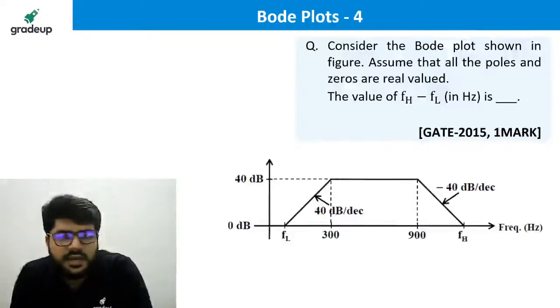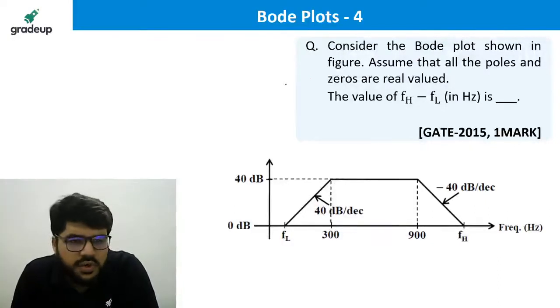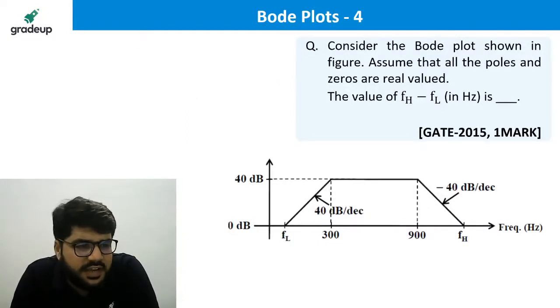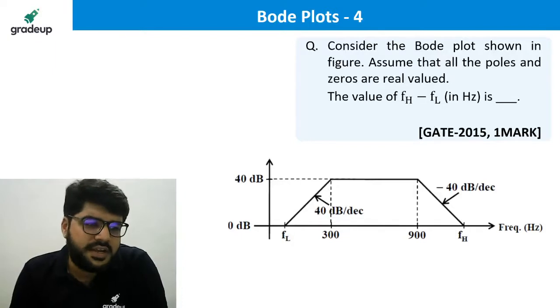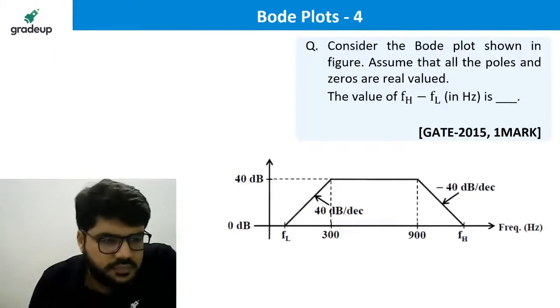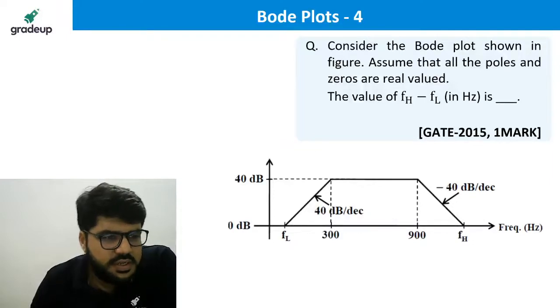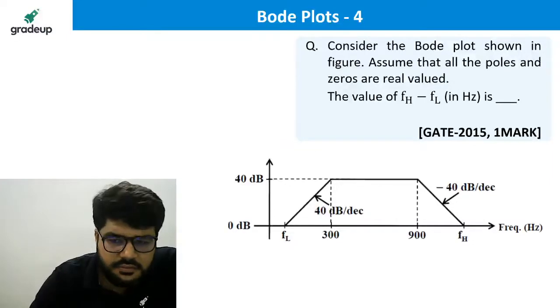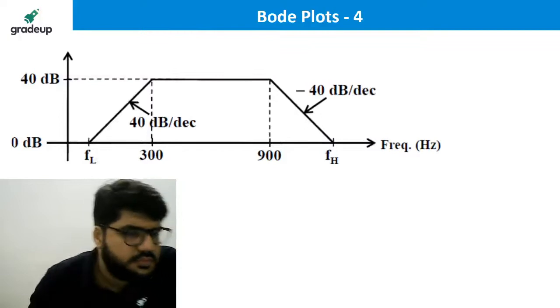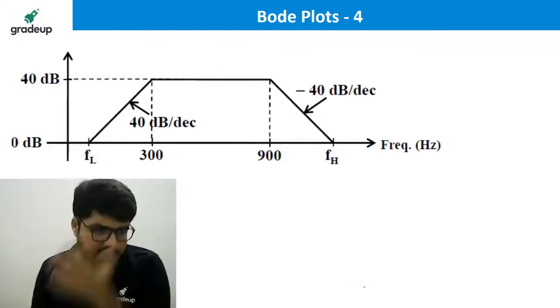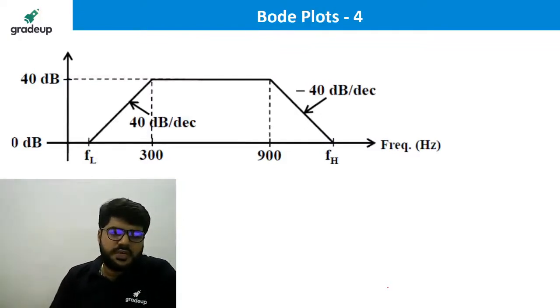Consider the Bode plot shown in the figure. Nihar, correct answer. Sachitra, correct answer. Correct answer. FH minus FL. Abhishek, correct. Yugandhar, correct. FH minus FL. Ram Prasad, correct. Look at this picture, guys. Just look at this picture.